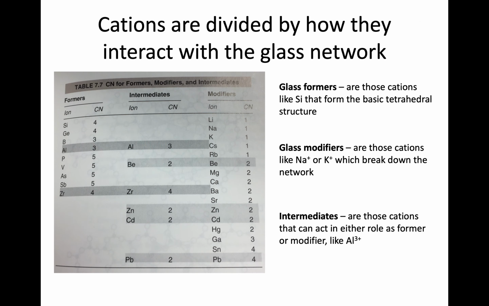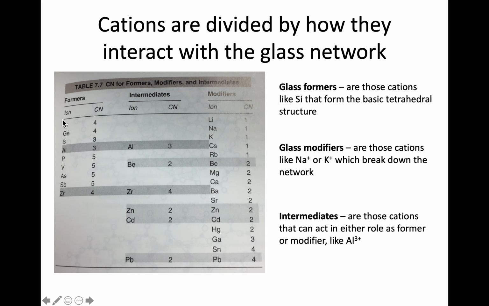All right, so in terms of glass, because glasses are just amorphous versions of all of these silicates, we see that the same thing holds true. So this table is from another text, but it just shows that the cations can be divided in different ways in which they interact with the network. So the silicate network, and then if it's amorphous, the glass network.